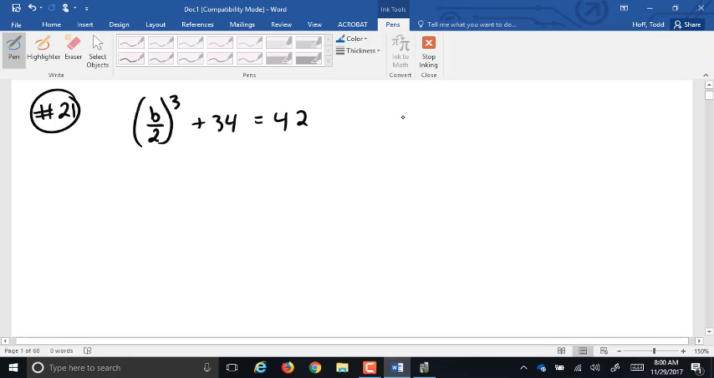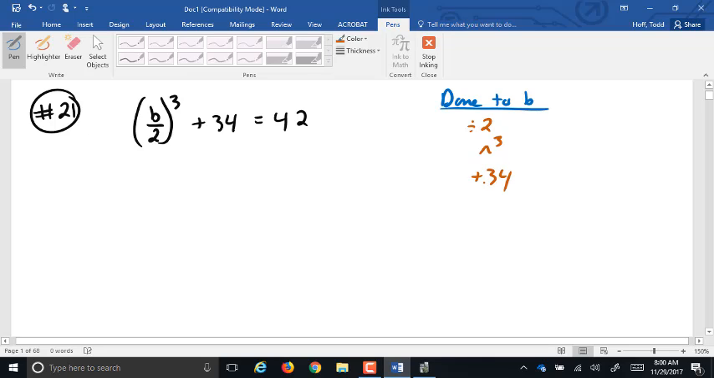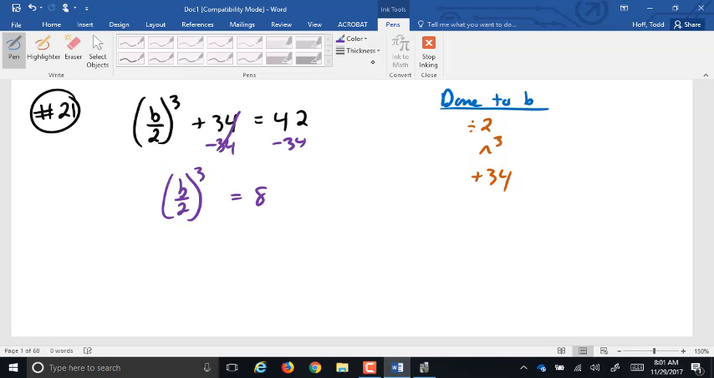Now, remember we asked what's been done to the variable here. What was done to b in order to create this equation? Well, the first thing that happened is b, since it's in parentheses, was divided by 2, right? Then it was to the power of 3, and then the 34 was added to it. So to take this apart, we've got to go backwards. We've got to reverse that process. So the first, subtract 34. Very good. So we've got b over 2 cubed is left. 42 minus 34 is 8.